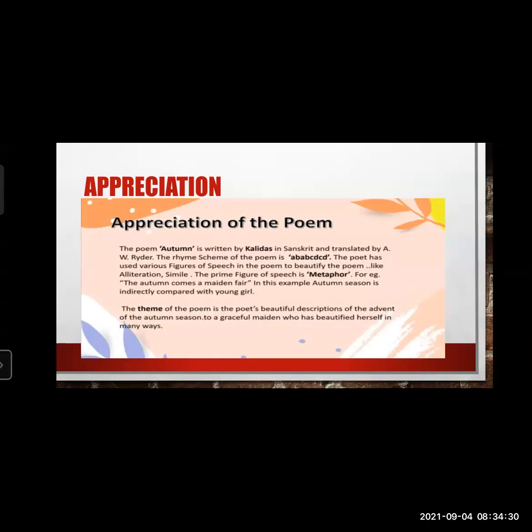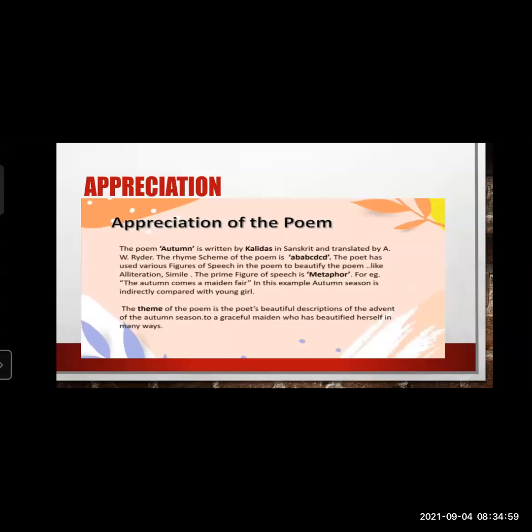Here you can explain that the poem Autumn is written by Kalidasa in Sanskrit and translated by A.W. Ryder. The rhyme scheme of the poem is ABCD format. The poet has used various figures of speech in the poem to beautify it, like alliteration and simile. The prime figure of speech is metaphor. Now here I have given the example of figure of speech.